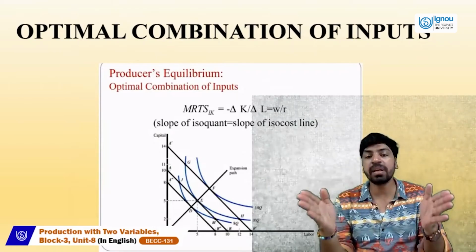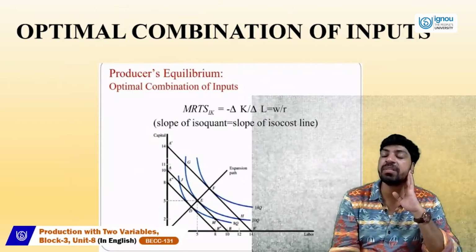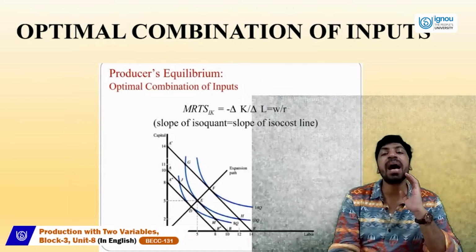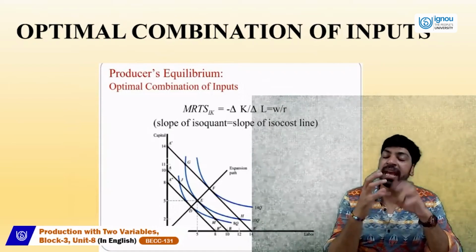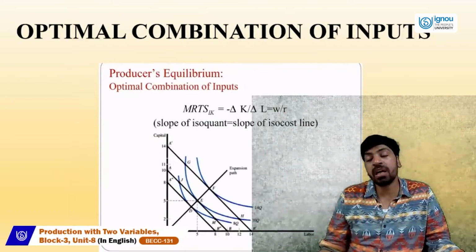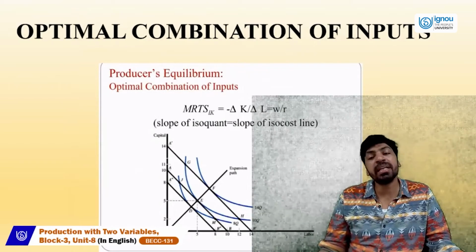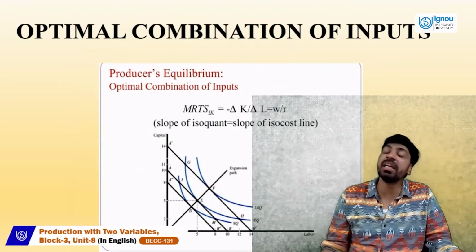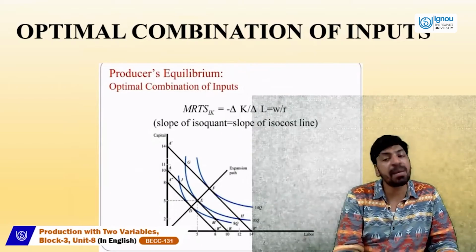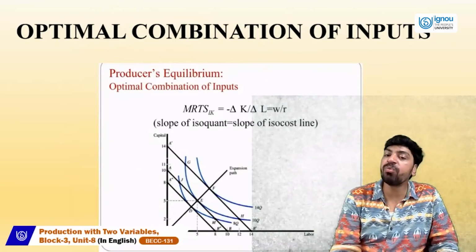So that is the mathematical equation where the MRTS of labor and capital is equal to minus delta K by delta L. In calculations, the minus sign comes in the marginal rate of technical substitution. As we decrease the capital, automatically it increases the labor. Or if we decrease the labor, automatically it will increase the capital to some degree. So that's also equal to wages by R.